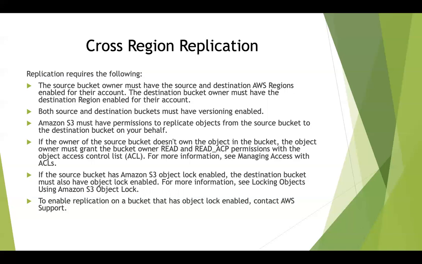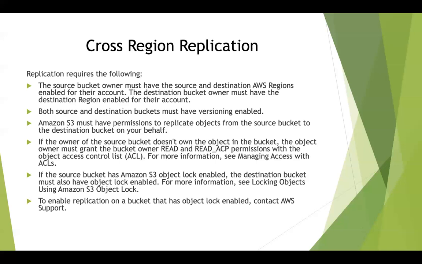And then the fourth point states that if the owner of the source bucket doesn't own the object in that bucket, the object owner must grant that bucket owner read and read ACP permissions with the access control list. So we saw that with our bucket ACL, right? With the permissions on that bucket, we will be able to grant another AWS account access to our bucket. So if the owner of that particular object is in a different AWS account, we can grant that AWS account access to our bucket. That means giving access to all of our objects within that bucket using read and read ACP permissions.